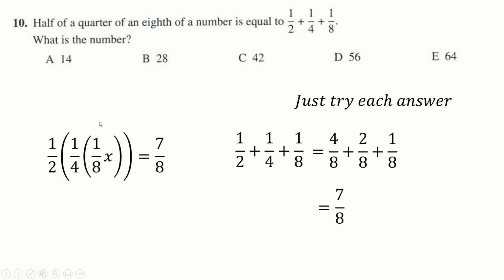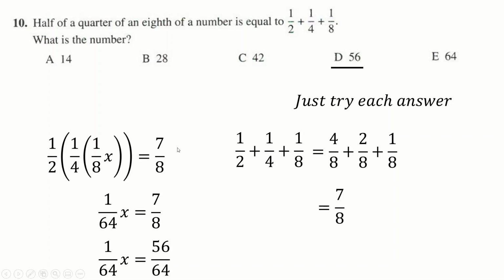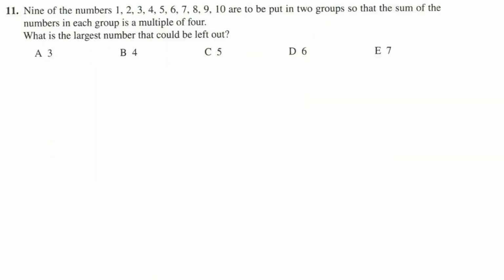Otherwise, you can set up this algebra. A half of a quarter of an eighth of a number is equal to this, which is that. Multiply all this out. 2 by 8, 4 times 8 is 64. You can bring this one up, multiply by 8 over 8 to make this, and then of course x just has to be 56, because 56 lots of 1 over 64 is 56 64ths. But again, trying the answers would have been the best way, I think, rather than setting up algebra, unless you're very comfortable with algebra, in which case that's the fastest way, which it is for me.